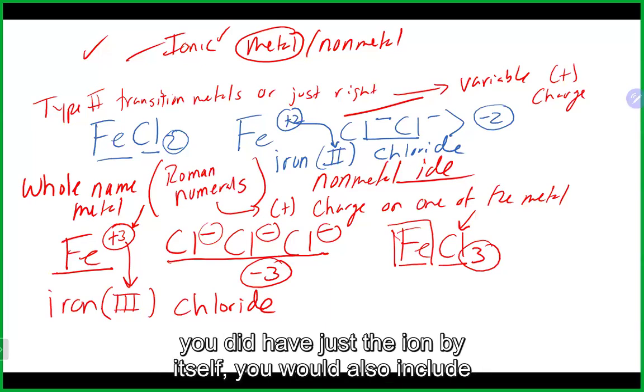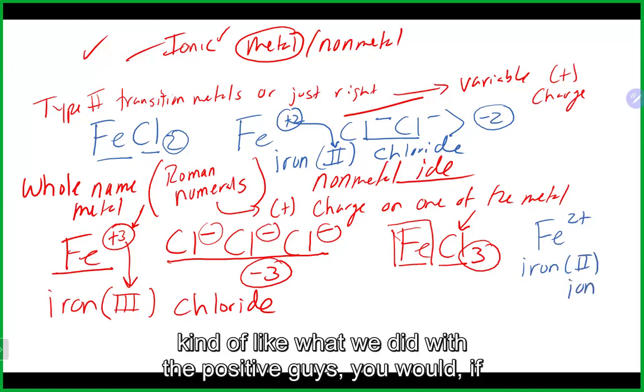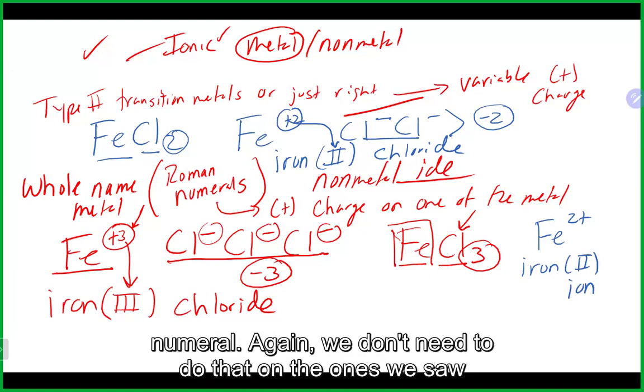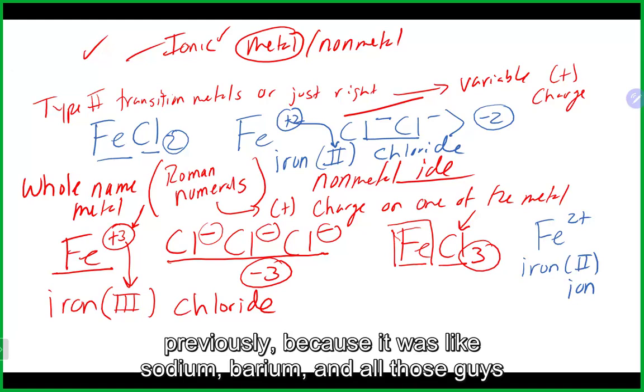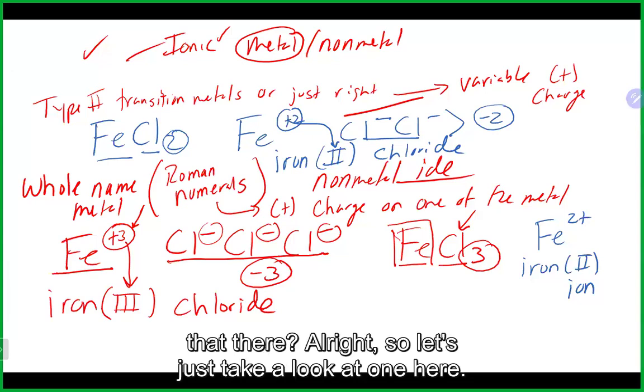By the way, if you did have just the ion by itself, you would also include the Roman numeral. This would be the iron 2 ion. Yeah. So just kind of like what we did with the positive guys, if it's one of those variable charges, you include the Roman numeral. Again, we don't need to do that on the ones we saw previously, because it was like sodium, barium, and all those guys that had fixed positive charges. Question on that there? All right.